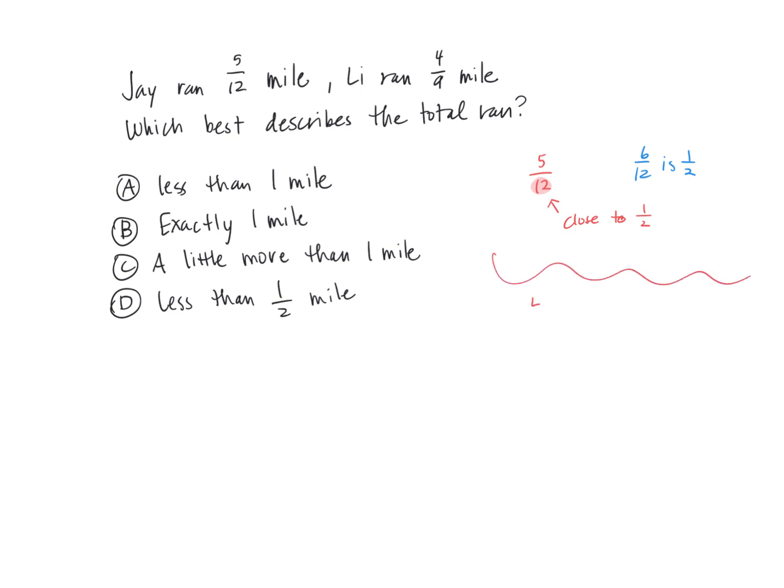Okay, so now we want to think about the other number, 4/9. So what's half of 9? Again, we want to look at your denominator and figure out what's half of that. So you would think 9 divided by 2. Well, that's like 4.5. So if you had 4.5 things and your friend had 4.5 things, that's half of 9. So that means that 4/9 is also very close to 1/2.